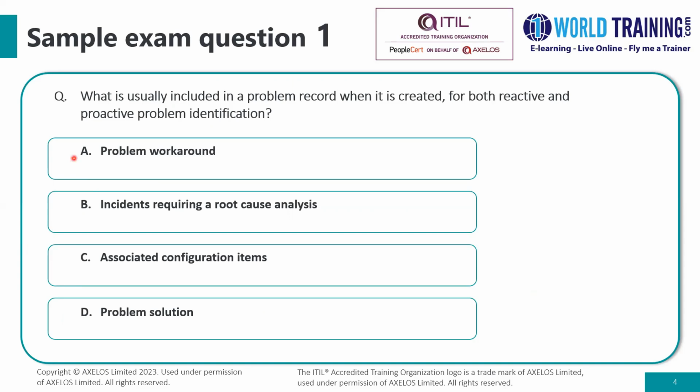Option A is incorrect because the problem workaround is developed as part of the error control activity, and it is not usually known when the problem is logged. Workarounds reduce the likelihood of incidents to an acceptable minimum. Sometimes the workaround may be permanent. However, the ideal case would be a permanent resolution.